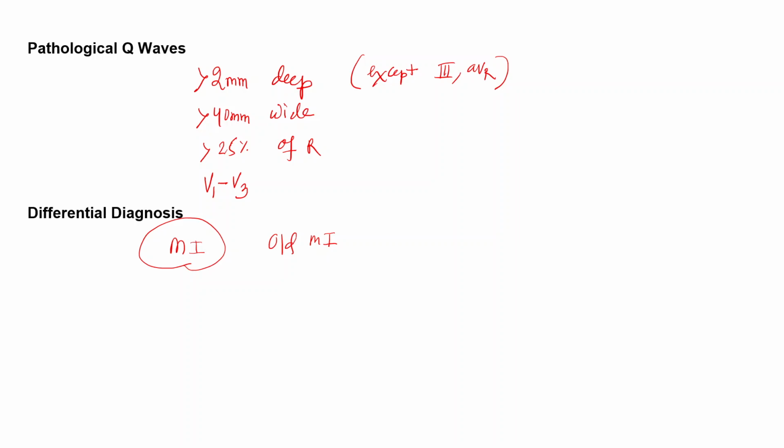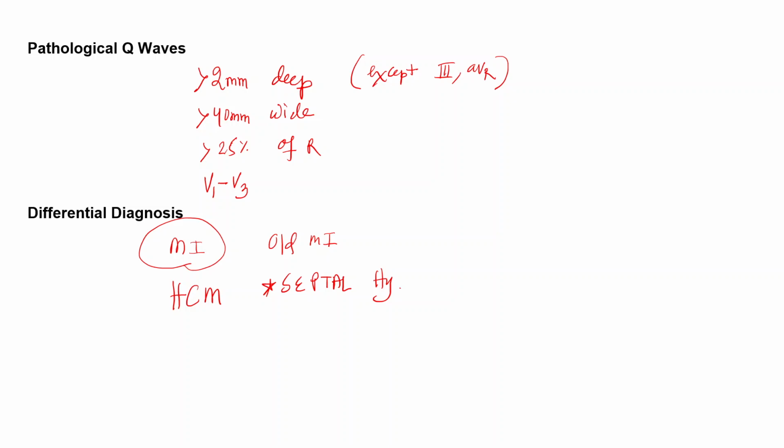But apart from that, in what other condition may you get a pathological Q wave? Remember, whenever there is a septal hypertrophy, because I told you in lead 2 and others, the septal depolarization is represented as Q wave. So whenever there is a septal hypertrophy, you will get a Q wave. And you must know that septal hypertrophy is classically seen in hypertrophic cardiomyopathy, or any other infiltrative disorder causing septal hypertrophy. So the important point is septal hypertrophy. Whenever there is septal hypertrophy, you will get a pathological Q wave. So these two are the most important ones.